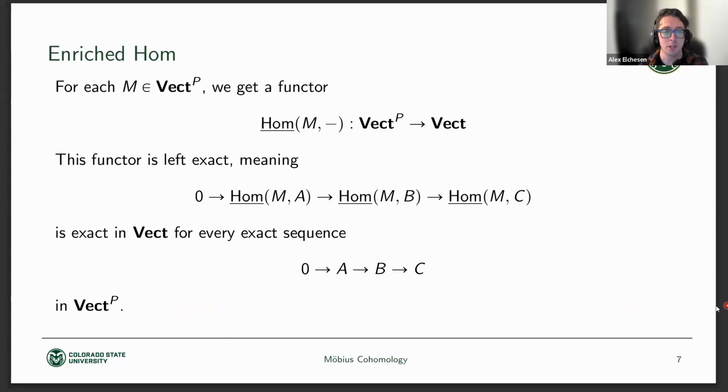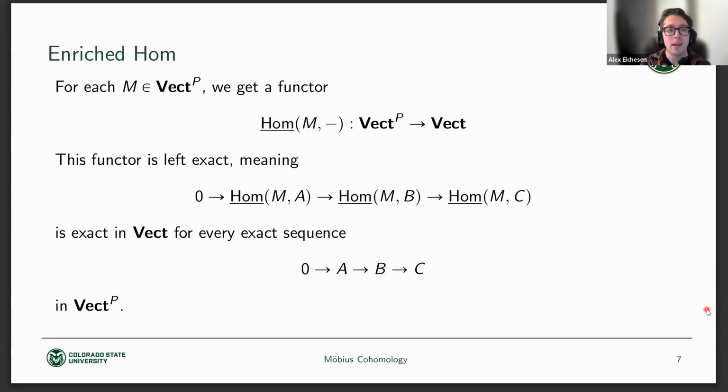So let's fix a P module M. And we'll look at the functor enriched hom from M into something. And so that takes in another P module N, and it spits out a vector space. And this functor is left exact, which means if we start with an exact sequence of P modules, A, B, and C of this form, and then I apply this enriched hom from M to that sequence, then I get an exact sequence, hom MA, MB, MC.